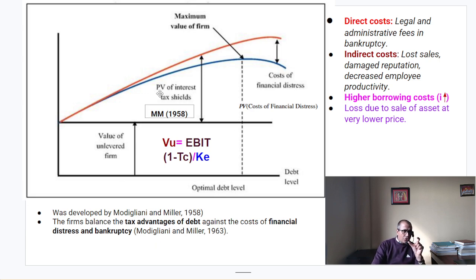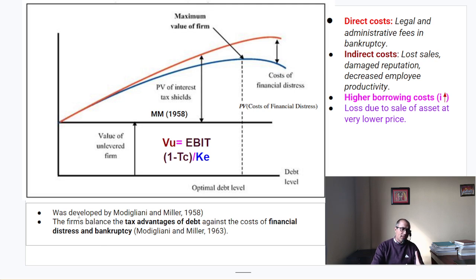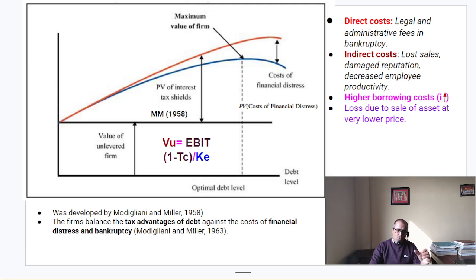So we could conclude the trade-off theory, friends, like this. It was developed by Modigliani and Miller, who discussed it in 1958, and the firm balances the tax advantages of debt, that is, the present value of debt tax shield, against the cost of financial distress and bankruptcy, which was again discussed by Modigliani and Miller in 1963, friends. I believe whatever I discussed today about the concept of trade-off theory of capital structure is very important when you are doing research in this area. So we have to take the reference of this theory, friends.